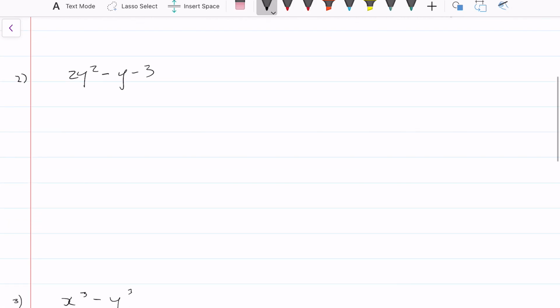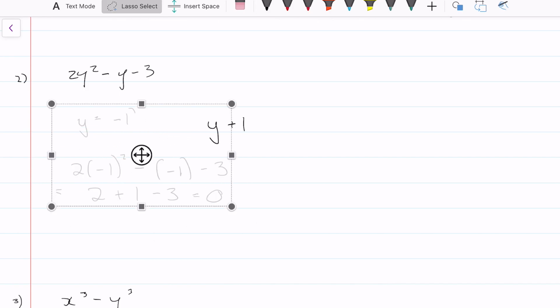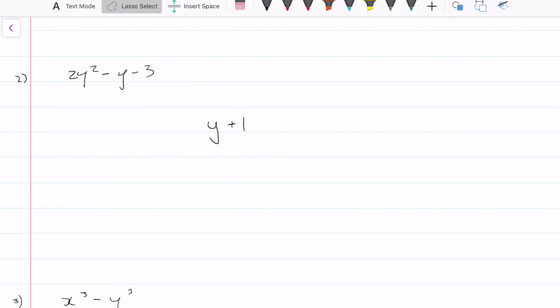So the next question, again, the first thing we want to do is find a value of y that works. So let's try y equals minus 1. So 2 times minus 1 squared minus minus 1 minus 3, which is going to be a positive 2 plus 1 minus 3, which is equal to 0. So we know that y equals minus 1 works. So then our factor is y plus 1. So y plus 1 is the first factor.